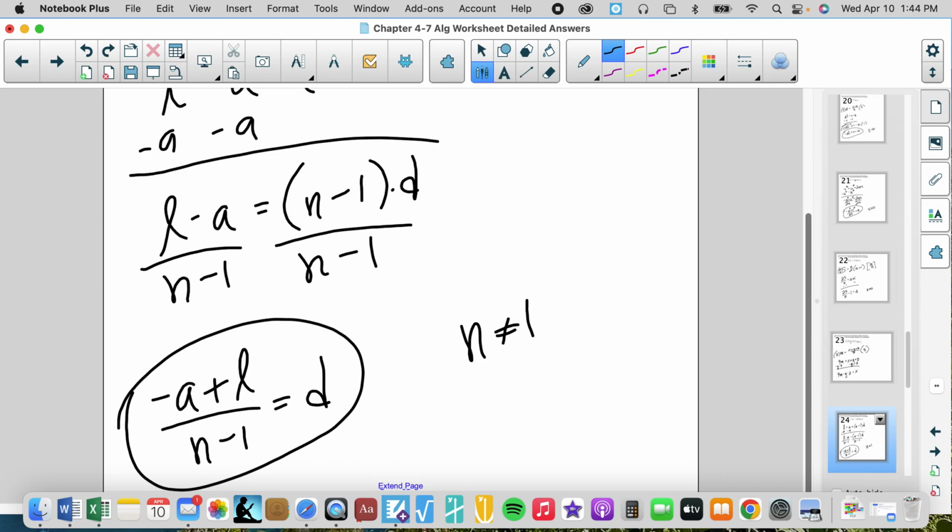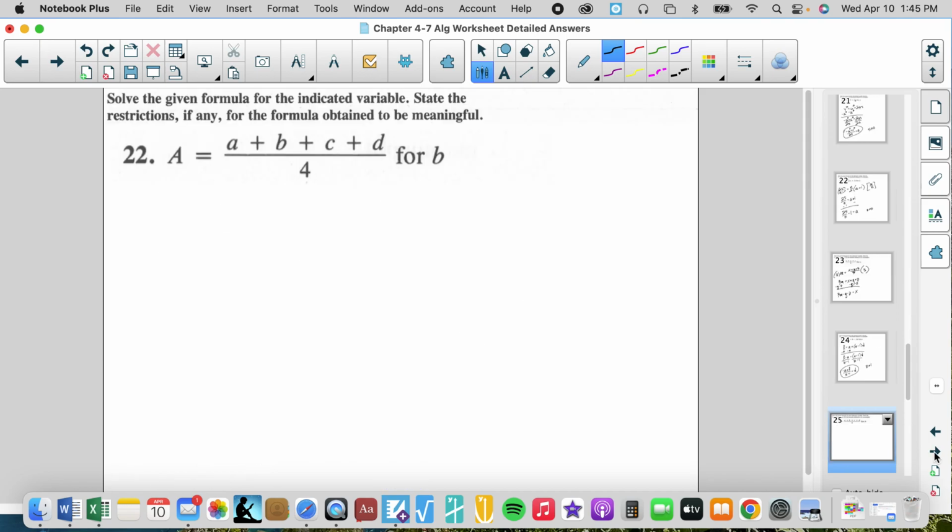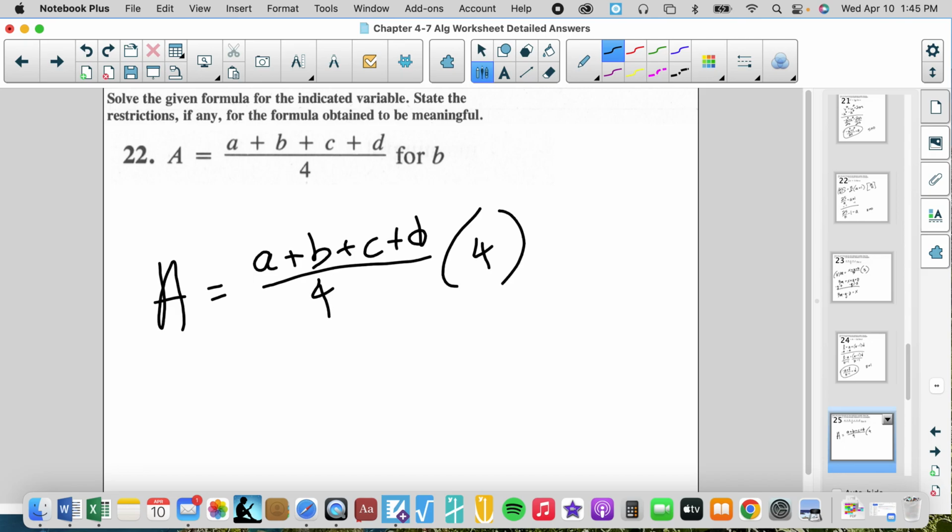We now aren't worried about the variable equaling 0. We're worried more about the denominator equaling 0. So we can't have N equaling 1. Okay, A equals A plus B plus C plus D divided by 4. We again are going to get rid of that 4 in the denominator. We get 4A equals A plus B plus C plus D.